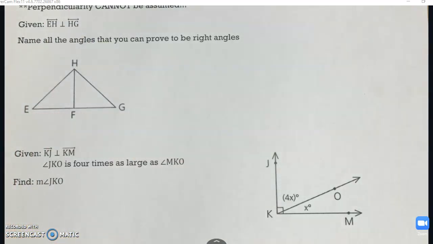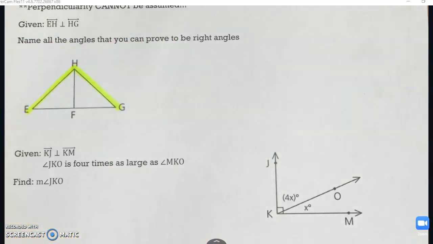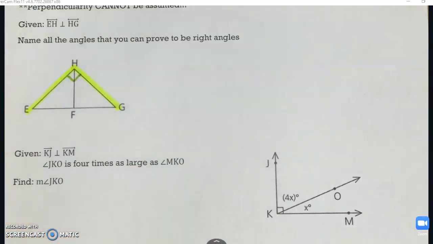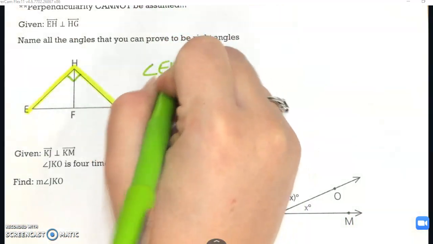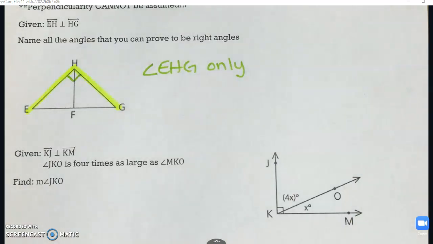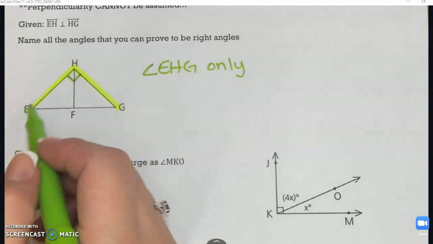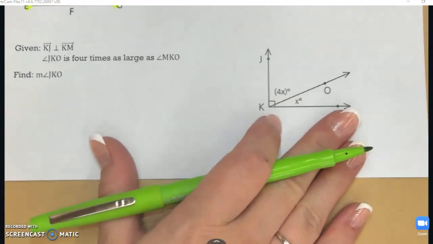So let's highlight where that is in my diagram. I've got line EH and line HG. If those two pieces are perpendicular, that means they're forming a right angle here. So which angles could be proved to be right? Well, that's just angle EHG. So angle EHG only because I don't know anything else about the other pieces of this diagram. I'm not told that I've got perpendicular pieces here, so I can only say that this one is a right angle. Let's see another way that you might see that.